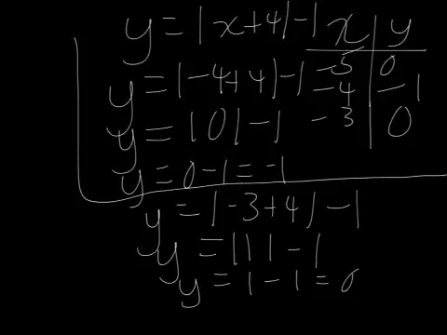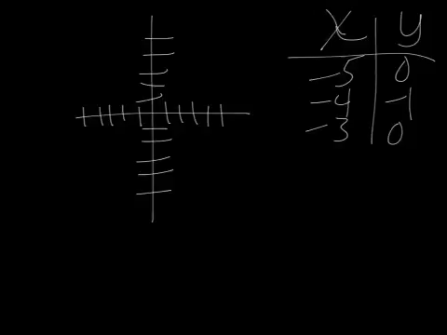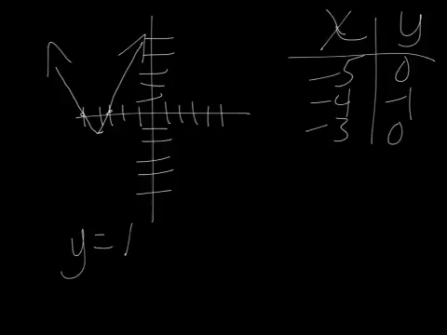So I have my points (negative 5, 0), (negative 4, negative 1), and (negative 3, 0). And when I plot these points, I'm going to have a point at (negative 5, 0), (negative 4, negative 1), and (negative 3, 0). And then I make my V shape. That's going to be the graph of y equals the absolute value of x plus 4 minus 1.